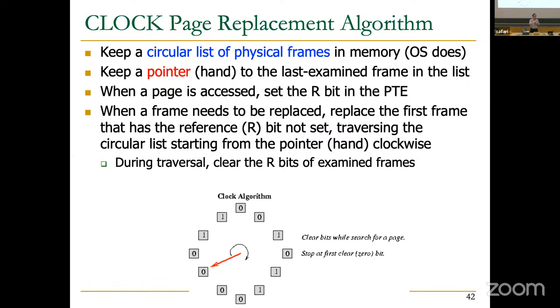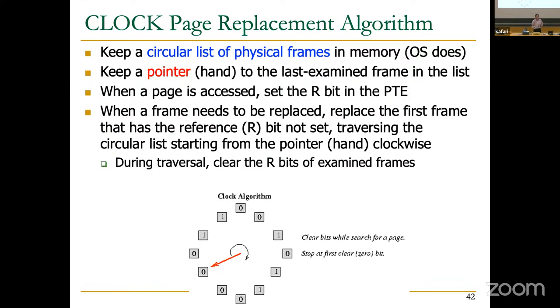Meaning I've seen this page, it's recently accessed. I'm not going to replace it, but because I have gone through it, I'm going to set it to zero, saying that next time I see it, if it's still not accessed, I'm going to replace it. And of course, you're not going to get to that for a while, assuming you have 2 to the 28 pages to go through, right?